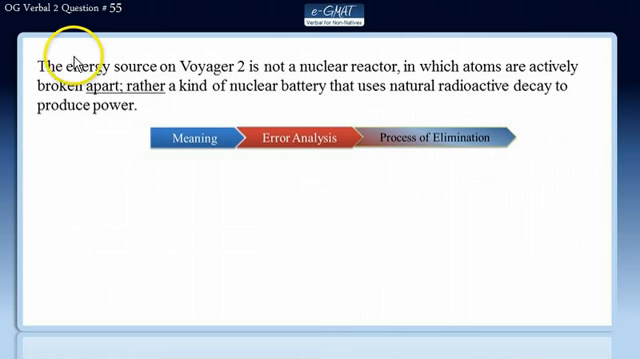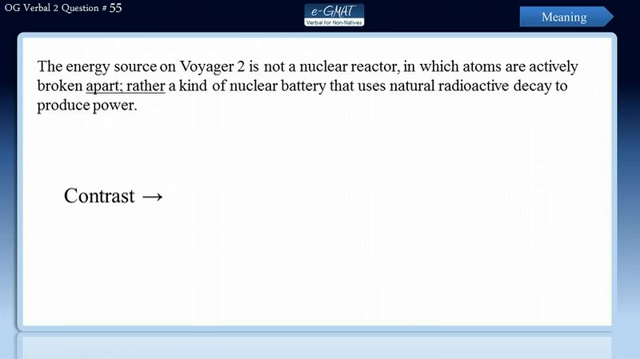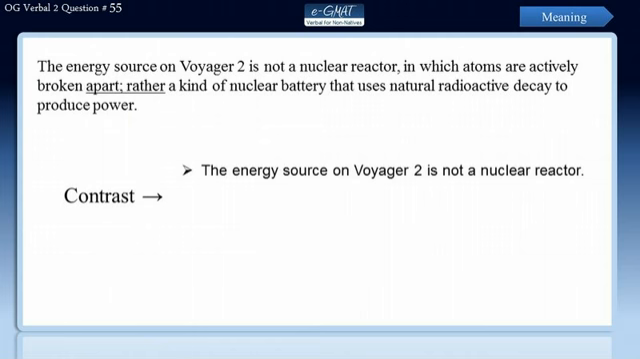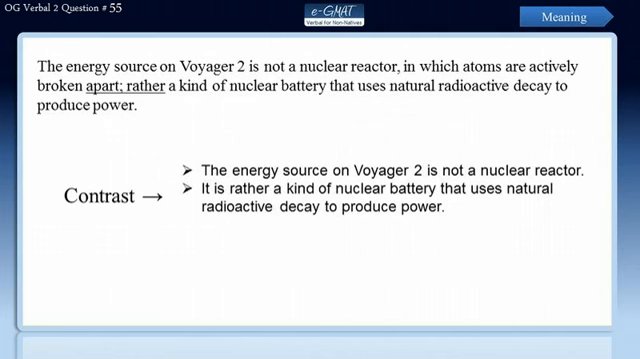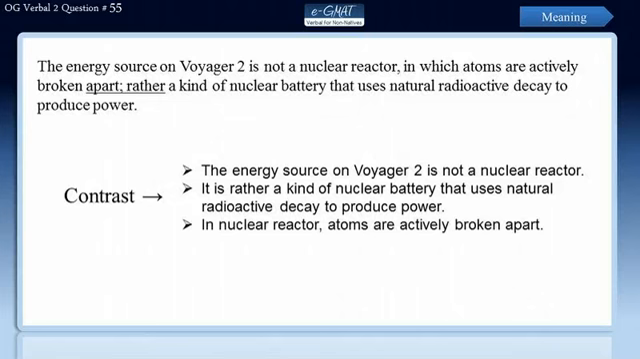So let's begin. The energy source on Voyager 2 is not a nuclear reactor in which atoms are actively broken apart; rather a kind of nuclear battery that uses natural radioactive decay to produce power. Now this sentence presents a contrast, and the word rather is the marker of that contrast. It says that the energy source on Voyager 2 is not a nuclear reactor. It is rather a kind of nuclear battery that uses natural radioactive decay to produce power. In a nuclear reactor, atoms are actively broken apart to generate power.